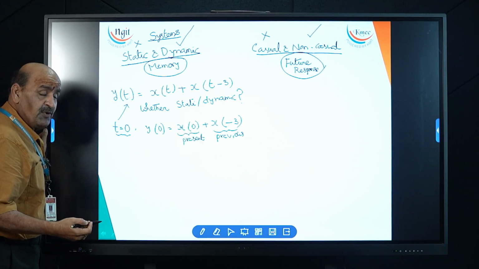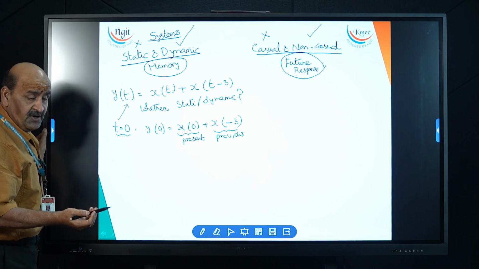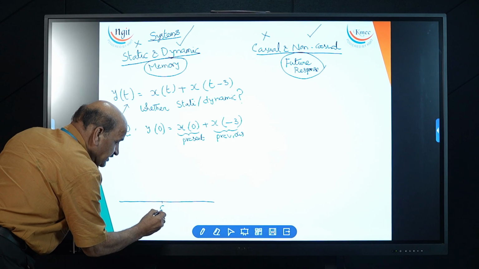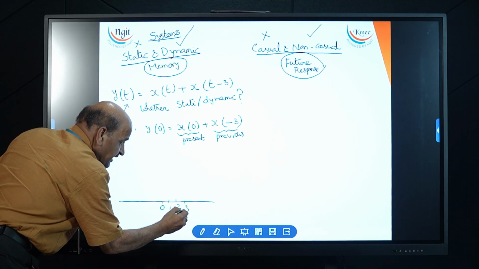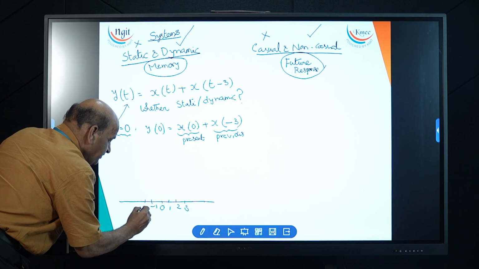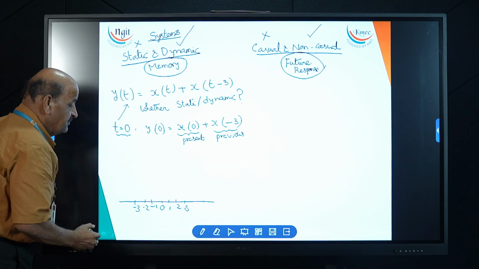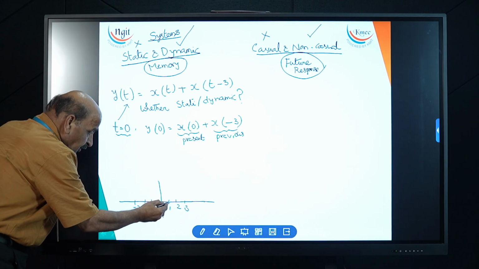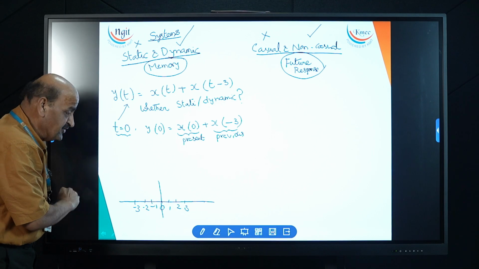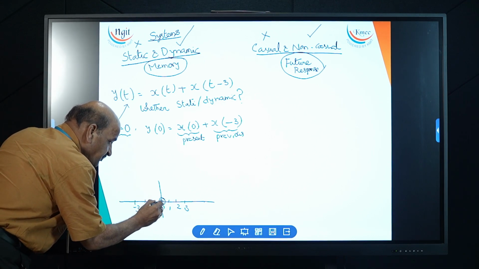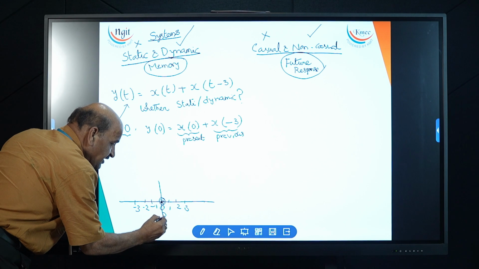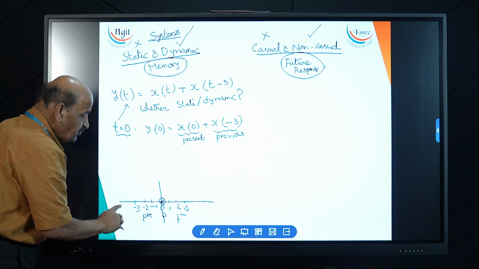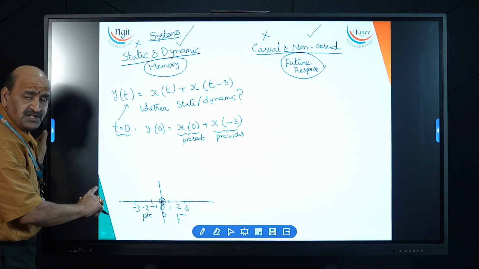Now you can ask me one more question. What do you mean by previous response? Just look, you can make a scale like this. In this scale, this is 0, this is 1, 2, 3, like that, and here minus 1, minus 2, minus 3. From 0, if you go towards the right, that is future; if you go towards the left, that is past, the previous cases. 0 is the present value. This is the present value, these are future values, these are previous values. Students have to make the distinction between these three.